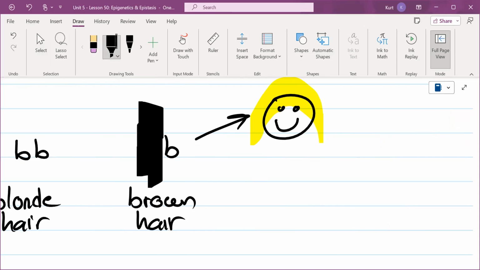Blonde. And let's say later in their life, 5 years old, 7 years old, maybe 12 years old, that methylation goes away and the gene can now be expressed. What hair color would they have? It would change to brown. That's right.